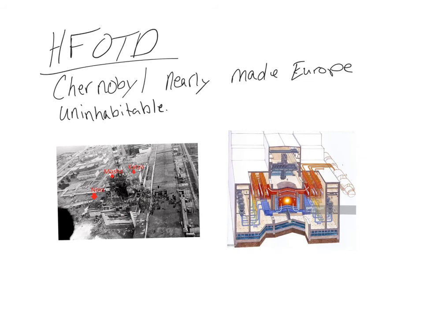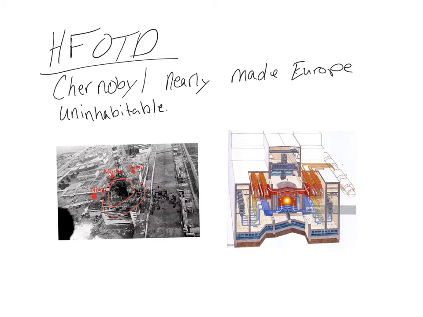History fact of the day: Chernobyl nearly made Europe uninhabitable. We all know Chernobyl was a terrible thing, and it was a disaster, but it's sometimes forgotten how big of a disaster it almost was. So basically, this is what Chernobyl looked like after the explosion. Basically, a steam explosion happened when the reactor melted down and launched particles all over the place.